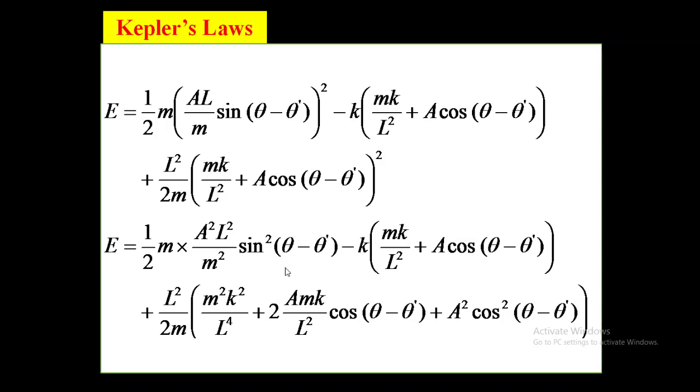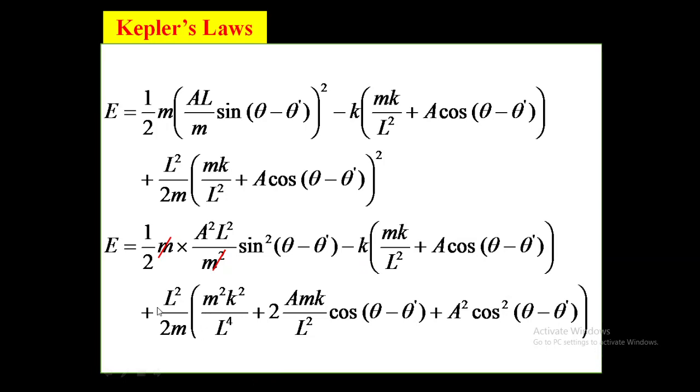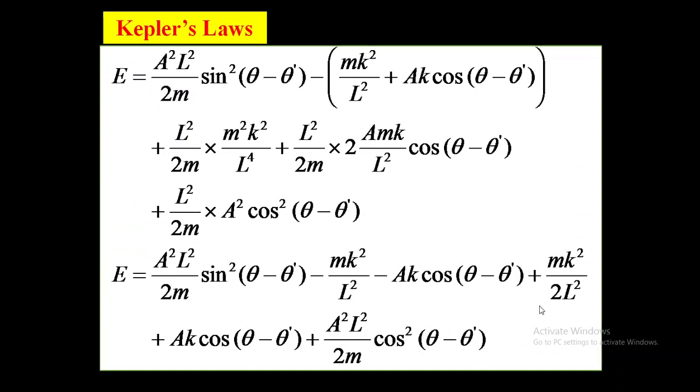Then we solve this bracket again. Here m cancels out and one m will remain. Then it becomes a square L square upon twice m sine square (theta minus theta dash), minus mk square upon L square plus ak cos (theta minus theta dash). After solving the bracket, we multiply L square by twice m with all the terms of this bracket. After multiplying we get L square by twice m into m square k square upon L to the power 4, plus L square by 2.